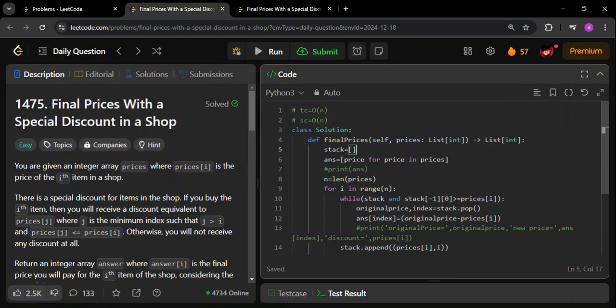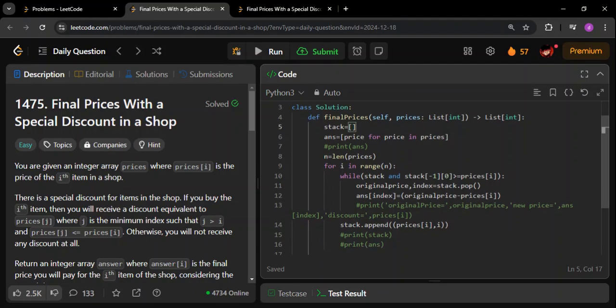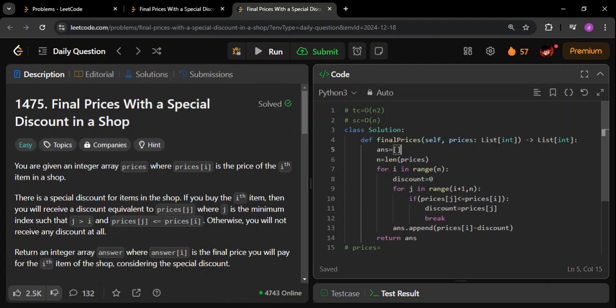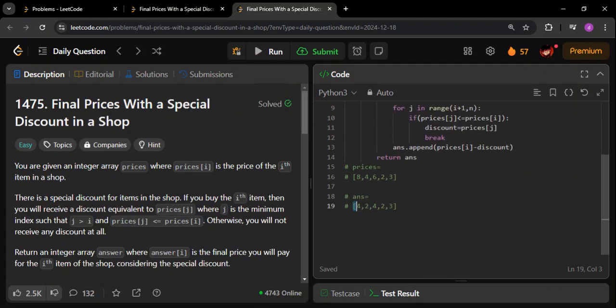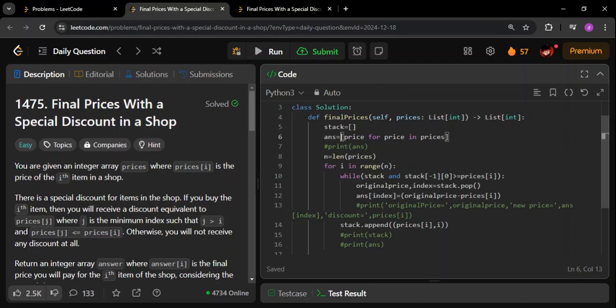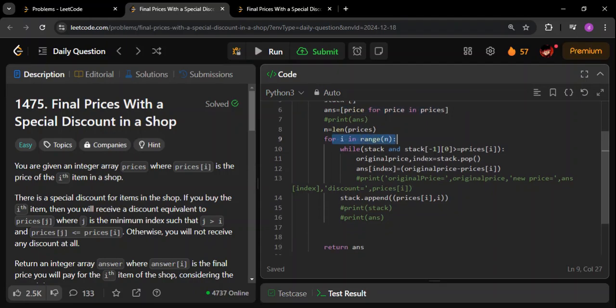So what we are going to do in the stack, see here. First of all, I will create a stack, and after the stack, I will create an answer array. In the answer array, as I showed you in the dry run also, initially all the answer will be the same as the prices. So all the prices as they are will be stored in the answer initially. Then I'm again starting the loop, the same as in the last solution, but after that things are changing.